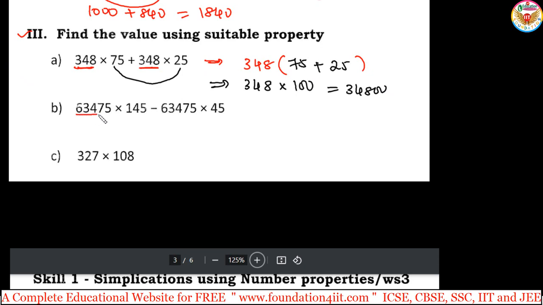Even in the next problem, 6347, 6347, that means if you take 63,475 as common, 145, there's a minus symbol, 45. 145 minus 45 is 100. Finally 6347,500. You can read this as 63,47,500, right? And this we can expand and make it 327 into 108. If there is no suitable property, you can use the distributive property: 327 like 300 plus 27, 108 like 100 plus 8. You can check that property here to solve.